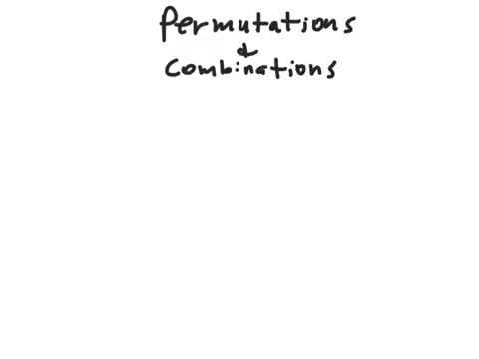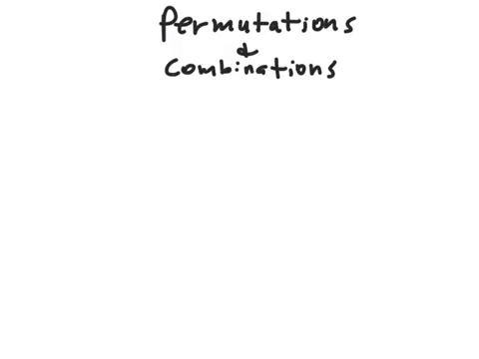In this video, we will look at permutations and combinations. Now, the important thing to remember about distinguishing between permutations and combinations is that with permutations, the order in which things are arranged matters, and with combinations, the order in which things are arranged does not matter. And I'll give you examples of both.